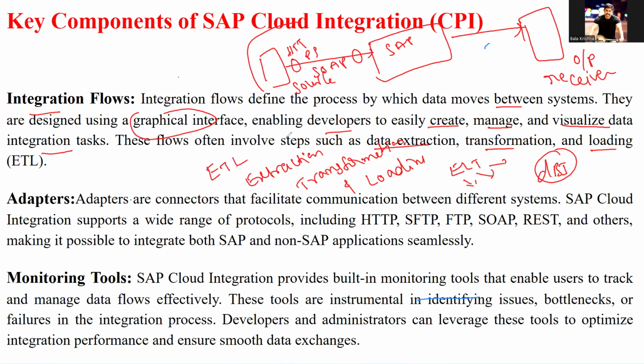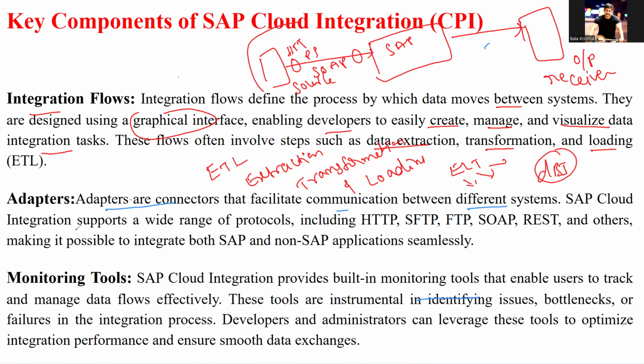Now, adapters. Adapters look like connectors. What is the importance of the connectors? They facilitate communication between different systems. They connect one system to another system. How are two systems connected? Because adapters are required. Adapters are required only for the connection between them. A connection established between two systems is called an adapter.